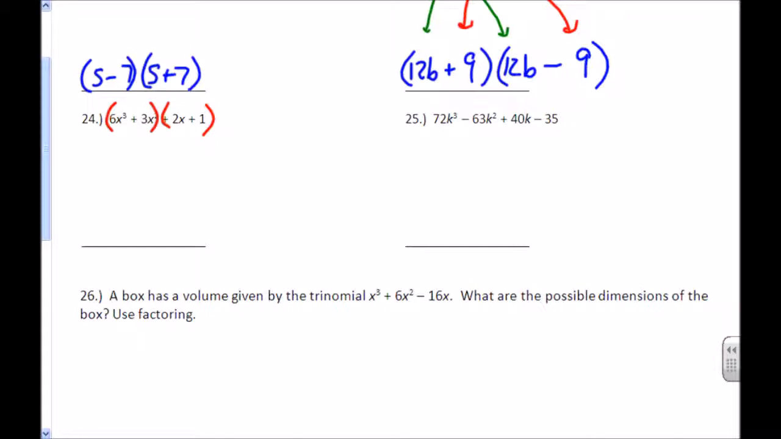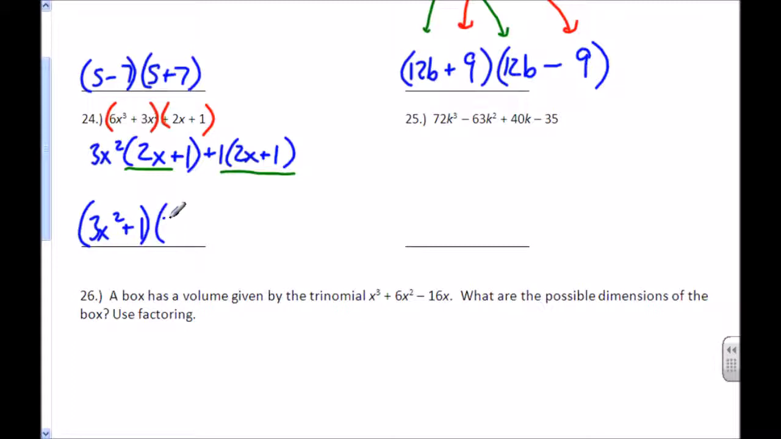So here, out of the first 2 terms, I can factor a 3x squared out, which is going to leave me with a 2x plus 1. Out of the second 2 terms, I have to factor something out, so I factor out a 1. That leaves me with a 2x plus 1. And now, once again, I have the same thing in parentheses. That's kind of the point. That's kind of the goal of factoring by grouping. So my 2 factors are the 3x squared plus 1 and the 2x plus 1. And that's it.